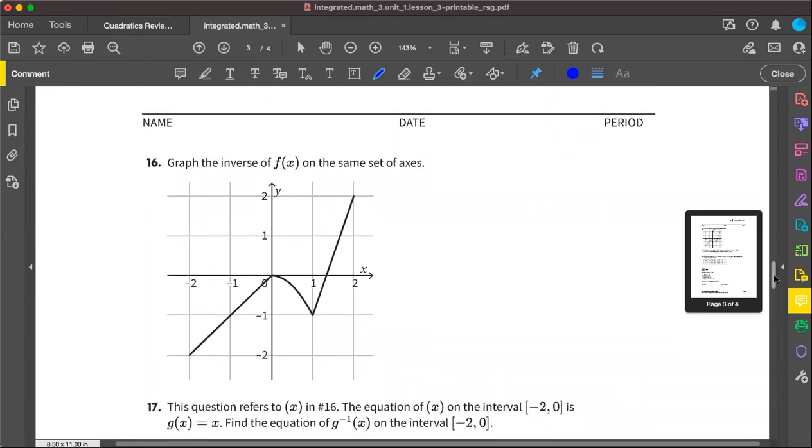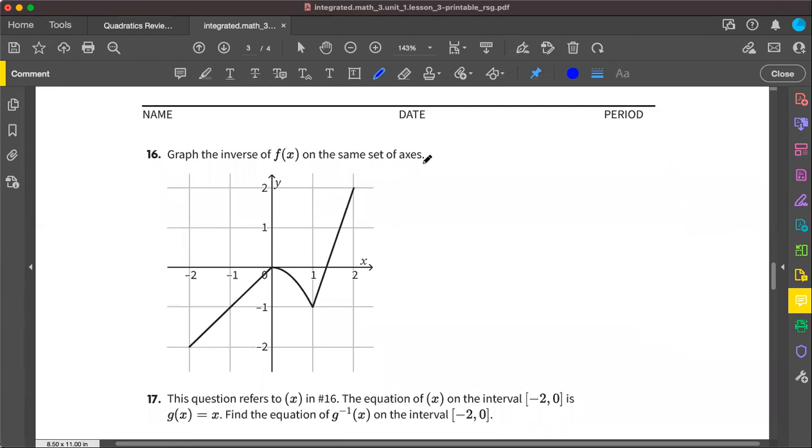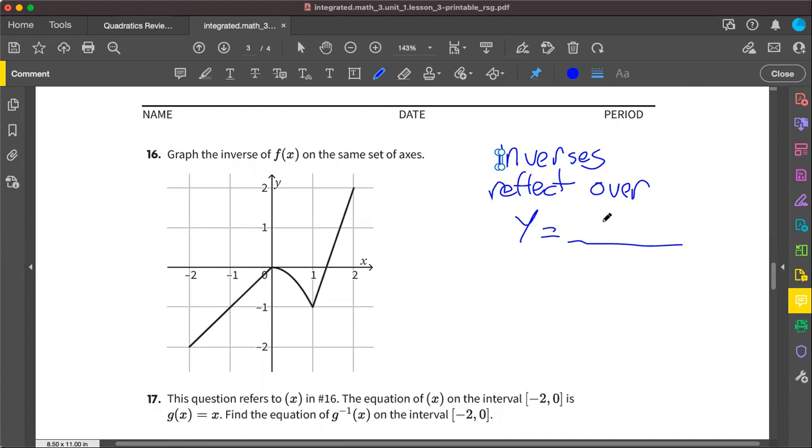Graph the inverse on the same set of axes. You need to recall a few things. Recall that inverses reflect over what line? What does it reflect over? Hopefully you're saying y equals x. So it might be helpful to sketch out what that looks like. Sketch it out. In my case, I do this dashed.